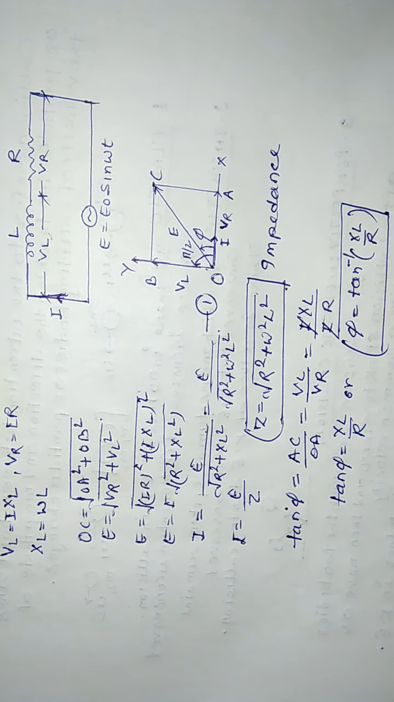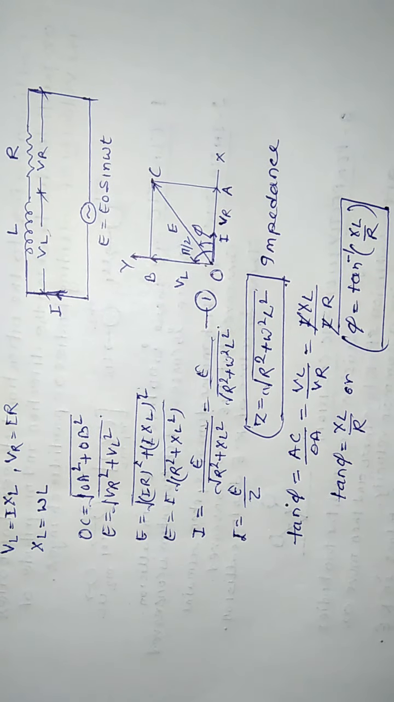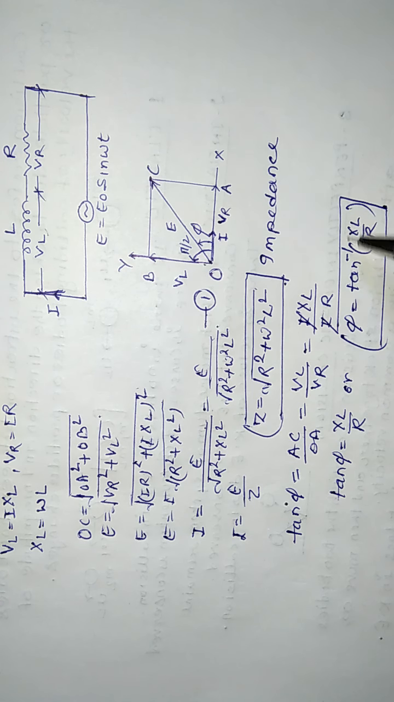This is the phase difference between EMF and the current, and in case of an LR series circuit, the EMF leads the current by a phase angle phi, which can be calculated using this formula.